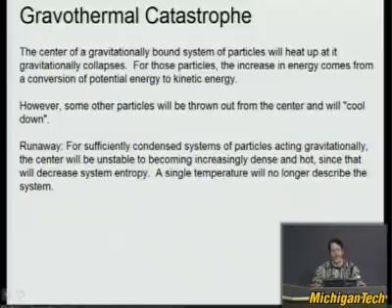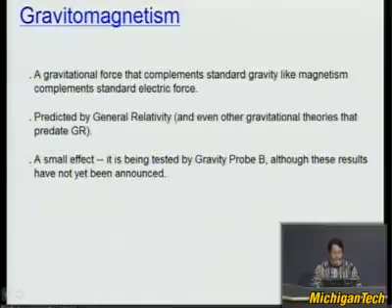The virial theorem wouldn't be happy, so there are stars being thrown out of it and thrown to much larger radii. A key statement is: for sufficiently condensed systems of particles acting gravitationally, the center will be unstable to becoming increasingly dense and hot, since that will decrease system entropy. A single temperature will no longer describe the system.